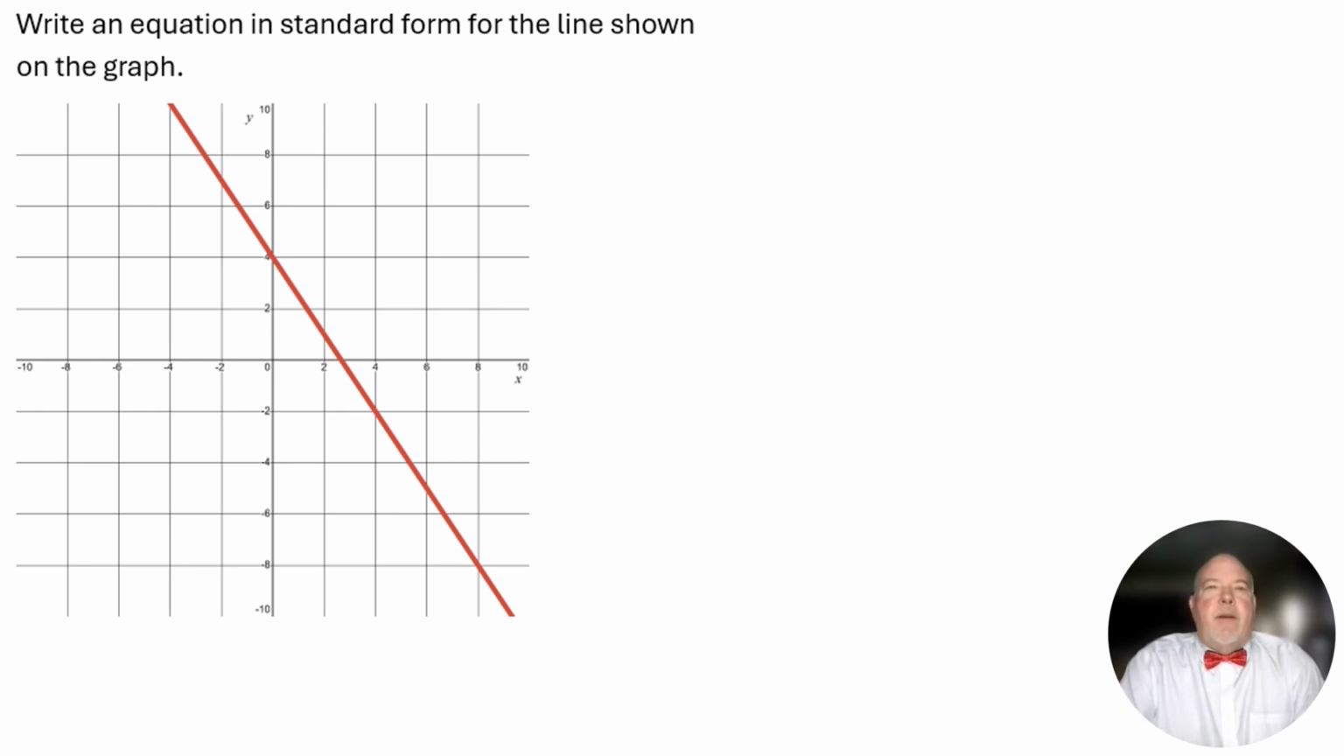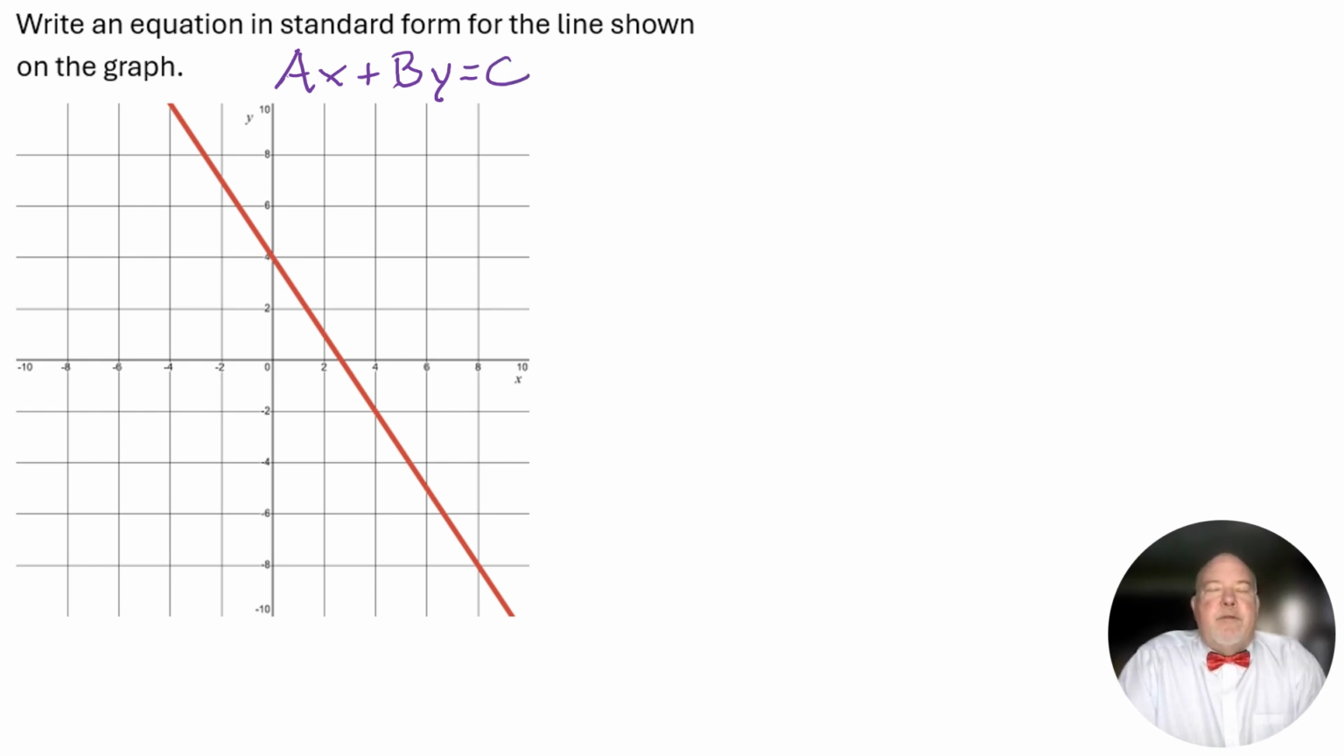All right, so in this problem, you're asked to write an equation in standard form for the line shown on the graph. So first of all, let's talk about what standard form is. Standard form looks like this: ax plus by equals c. That's standard form.